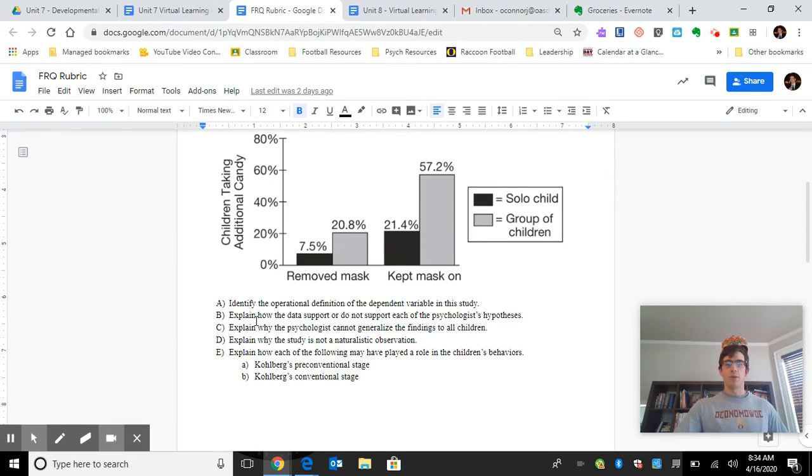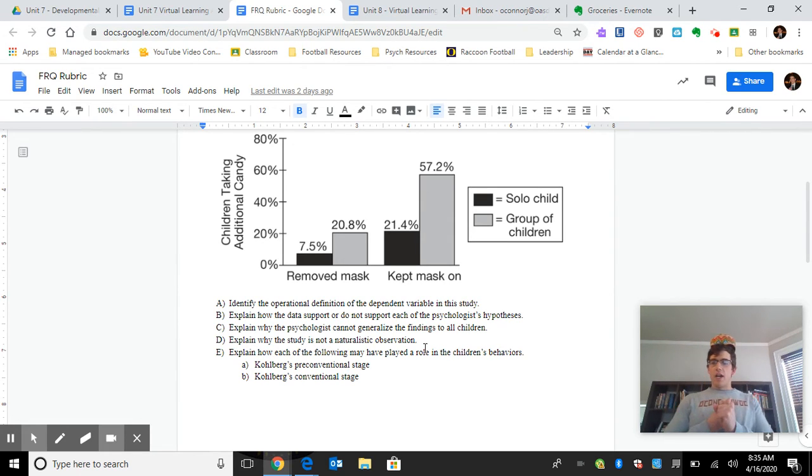Same thing here with like B. Explain how the data support or do not support each of the psychologist's hypotheses. So you have to just do that. It's not like your IDA, using IDA format there. Just explain if this data supports the hypothesis. Same idea here, explain why the psychologist cannot generalize the findings to all children. So just give a reason why, and then explain why the study is not a naturalistic observation.